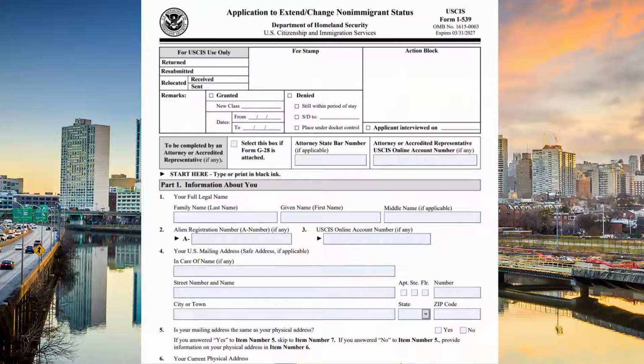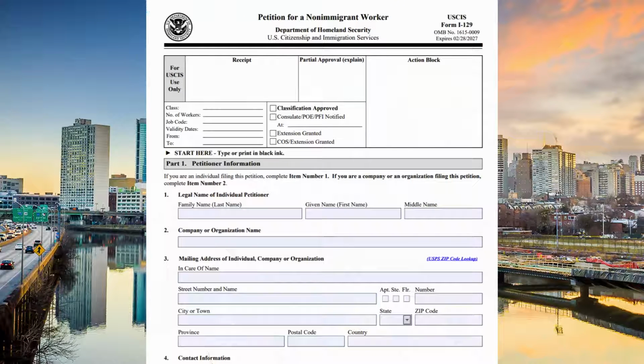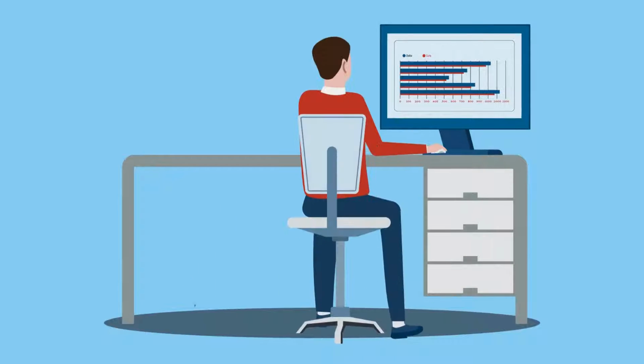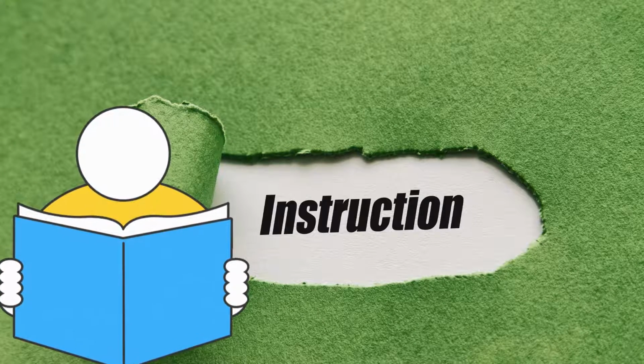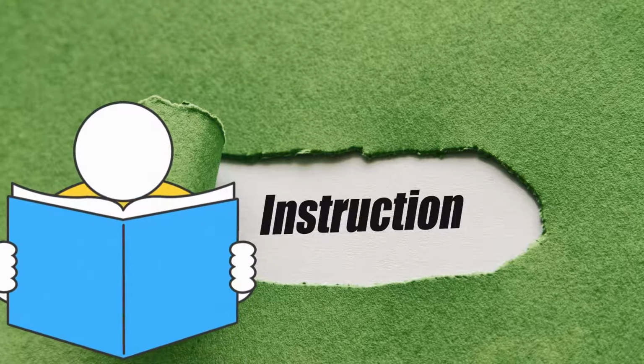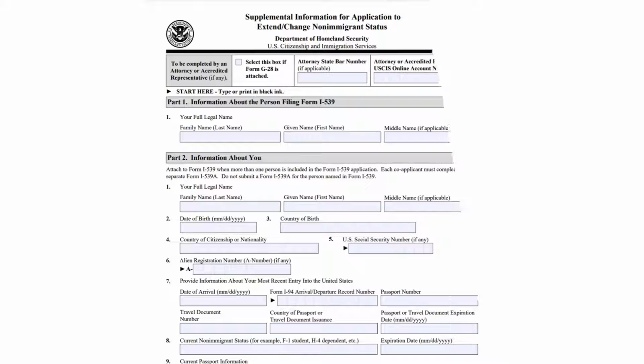Form I-539 is for most tourist visas and some non-immigrant statuses. Form I-129 is for all employment-based visa categories. These forms have specific instructions, so make sure that you read them carefully to avoid delays or mistakes. If applicable, you might also need to include Form I-539A for dependents.